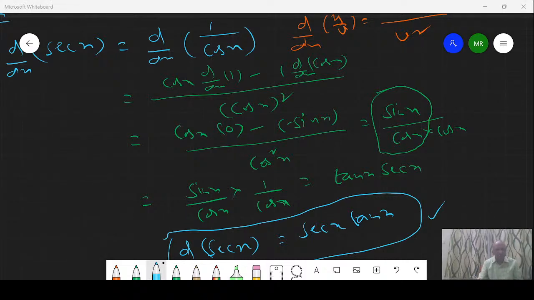Now again I can repeat that: secant x tan x. If I repeat this, 1 by cos x, use the quotient rule, then you simplify. Sin x by cos x is considered as tan x, 1 by cos x is secant x, so the derivative of secant x is equal to secant x tan x. Like that you can write this.